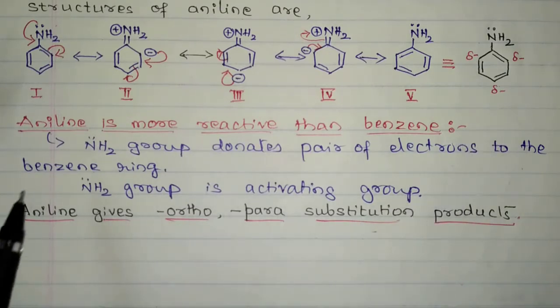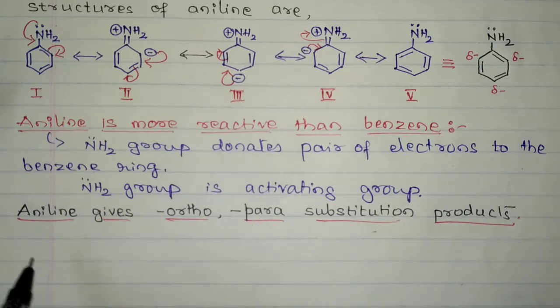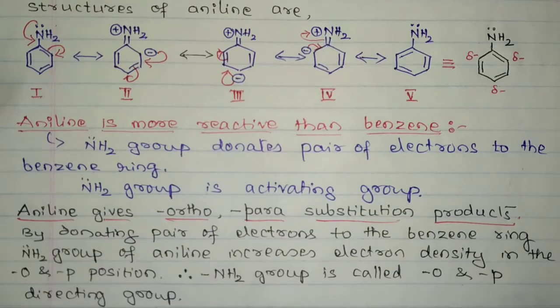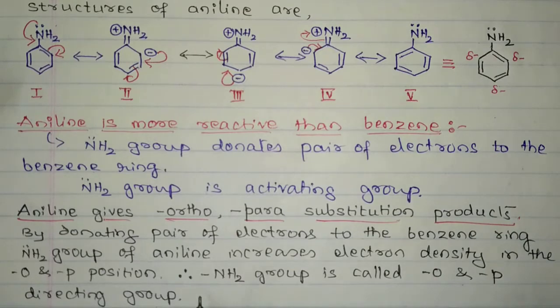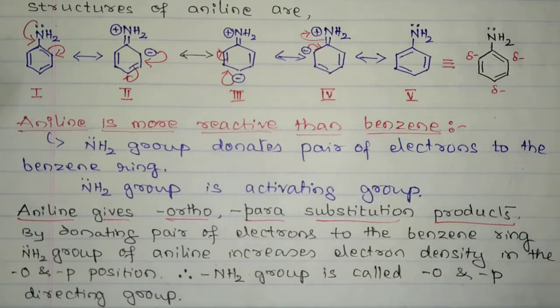Hence, aniline gives ortho and para substitution products. Therefore, the NH2 group is called an ortho and para directing group. By donating a pair of electrons to the benzene ring, the NH2 group of aniline increases electron density at the ortho as well as para positions. Therefore, this NH2 group is called an ortho and para directing group.